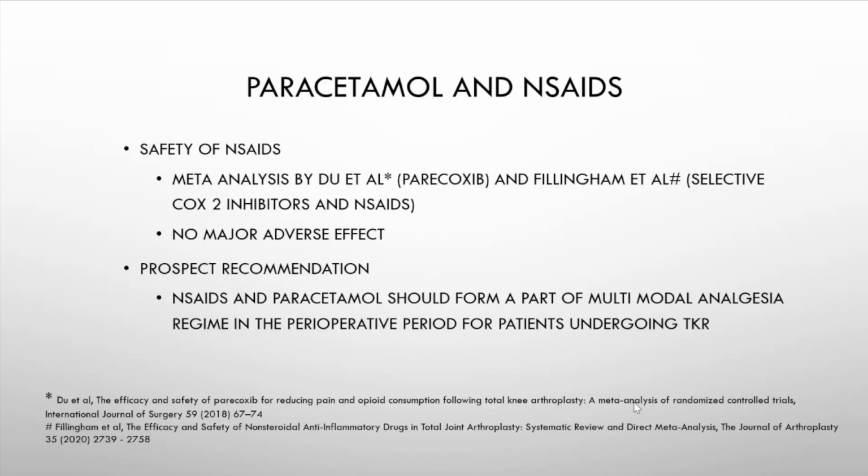A couple of meta-analyses, because I think most of us, when we want to use NSAIDs, are concerned about certain things. Of course, if the patient has renal failure, it's out of the question. If the patient has ischemic heart disease, we'll be a bit concerned about using COX-2 inhibitors. Then the other thing is bleeding. Especially for TKRs, we are concerned because of bleeding. Sometimes we don't want to use COX-2 inhibitors like parecoxib.